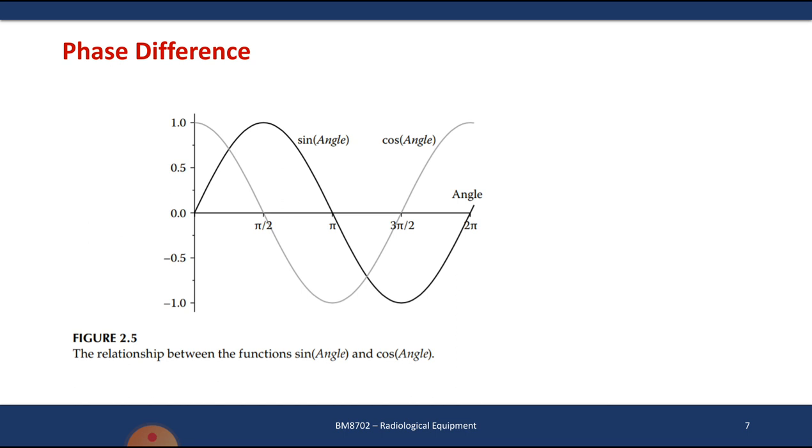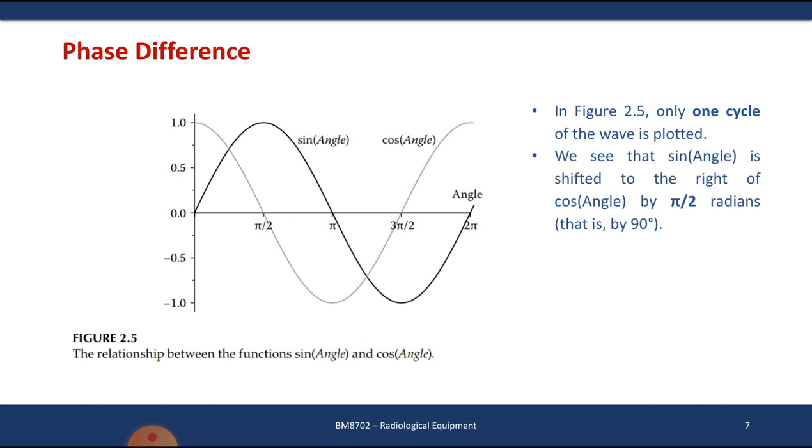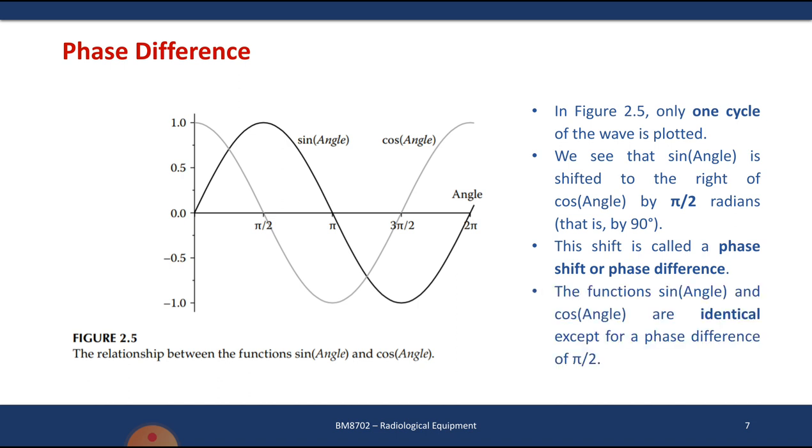Basically the sine theta is starting at 0 and then the wave is propagating, and the cos theta has started much before 0, right? So there is a phase difference of 90 degrees. This is what we mean by phase difference. You can see this figure has only one cycle, and there is a difference of pi by 2. This pi by 2 is called your phase shift or phase difference.